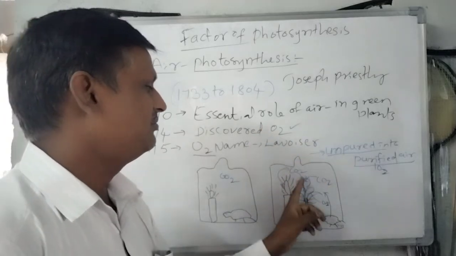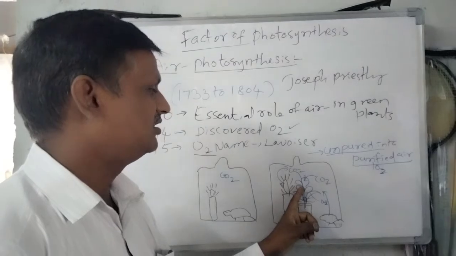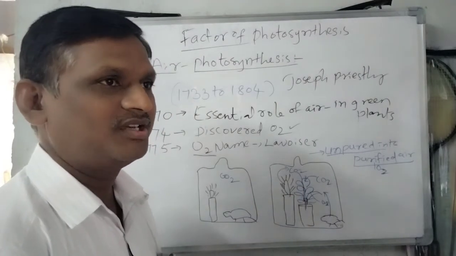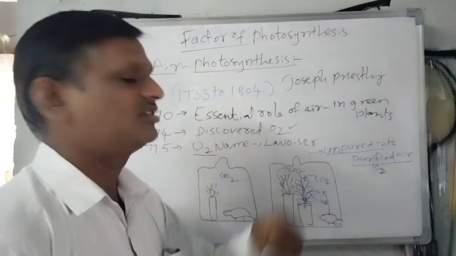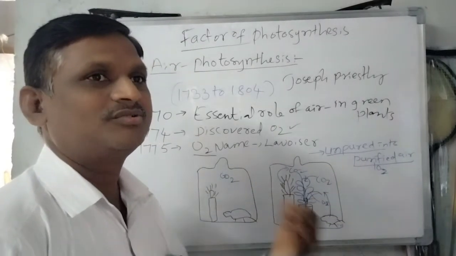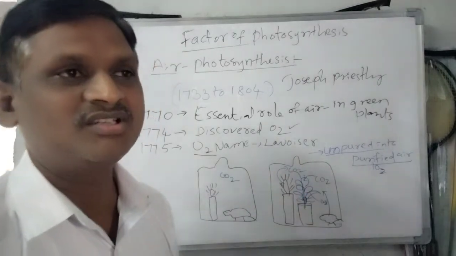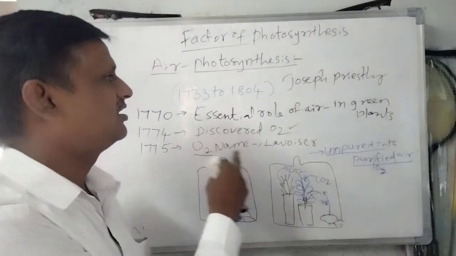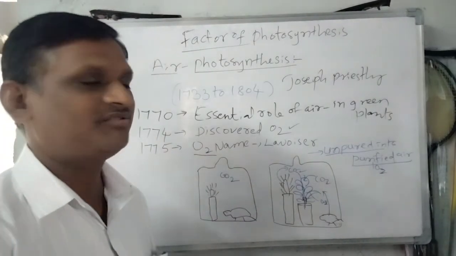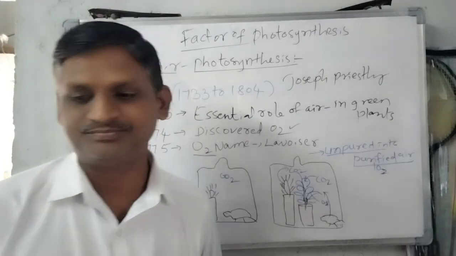From the air, green plants take carbon dioxide. This carbon dioxide is converted into carbohydrates in the plants and they produce purified air like oxygen. That oxygen makes us live. So that's why we call oxygen a living gas. So with this we can understand the relationship between air and photosynthesis. Okay, thank you.